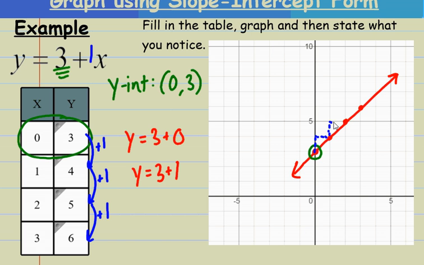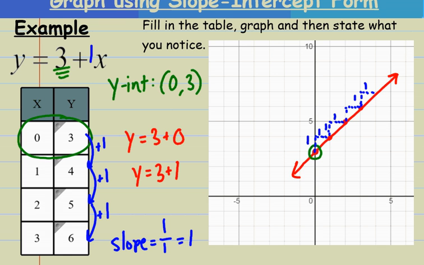If I look at my graphed line, I see the slope of it is up 1, right 1, up 1, right 1, up 1, right 1, up 1, right 1. That's the slope. My y's are changing by 1 and my x's are changing by 1. That means my slope is equal to 1 over 1. So the number in front of x is the slope. The number all by itself is my y-intercept.